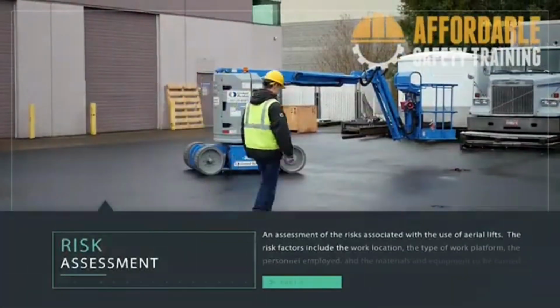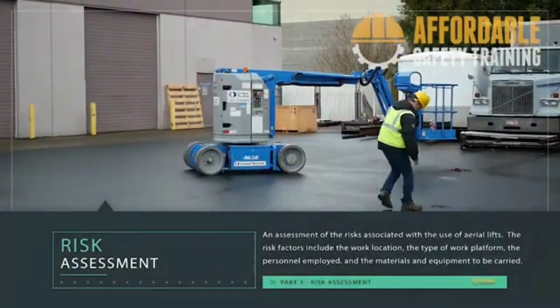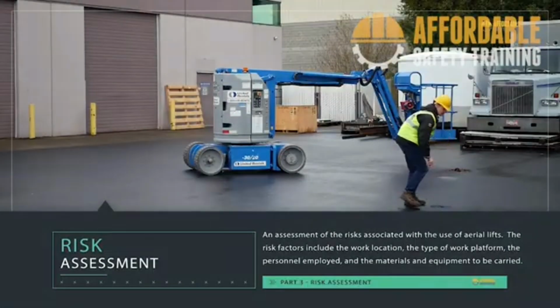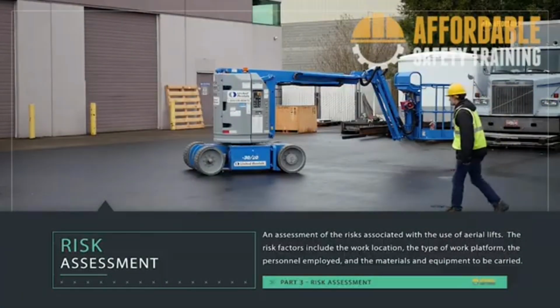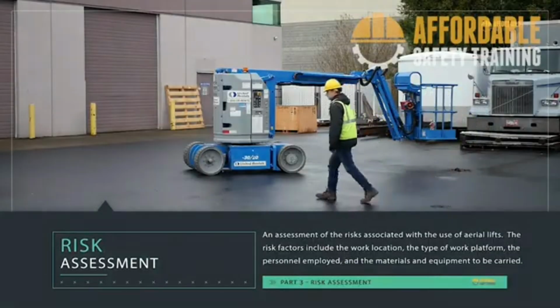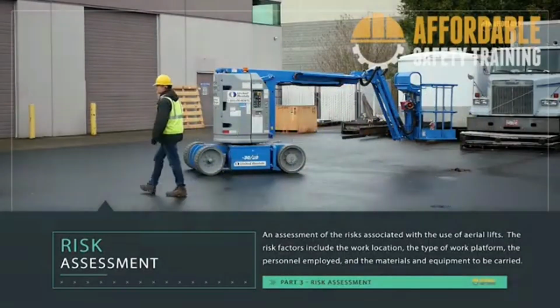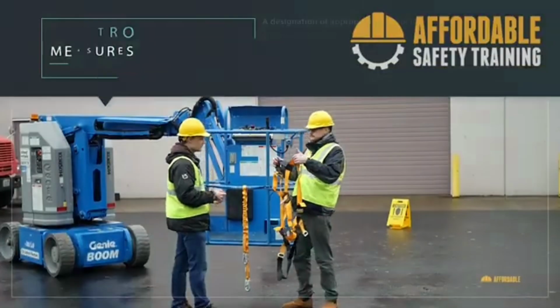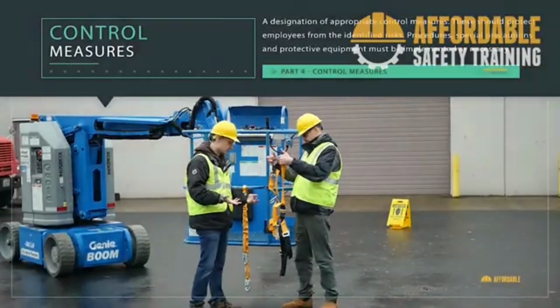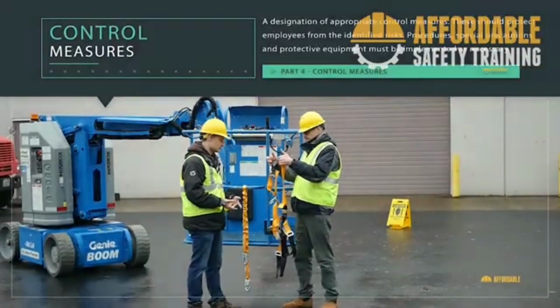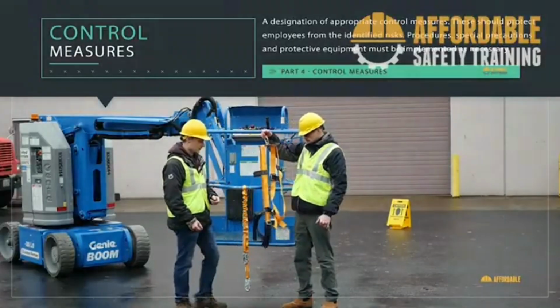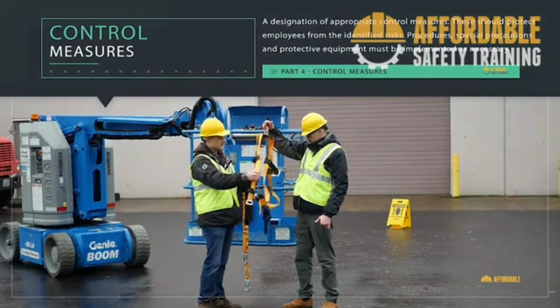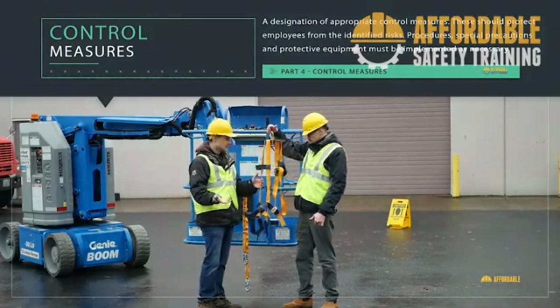An assessment of the risks associated with the use of aerial lifts. The risk factors include the work location, the type of work platform, the people employed, and the materials and equipment to be carried. A designation of appropriate control measures. These should protect employees from the identified risks. Procedures, special precautions, and protective equipment must be implemented as necessary.